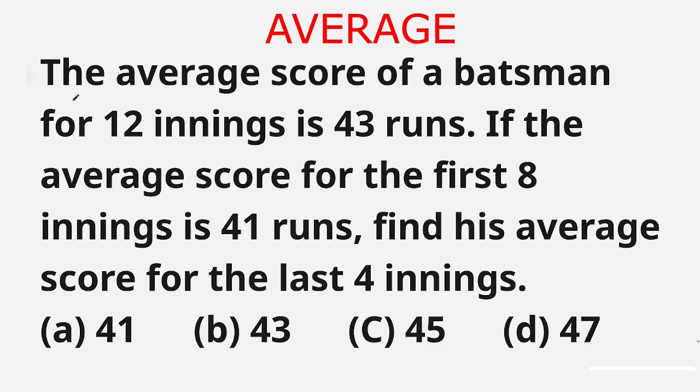Our question is, the average score of a batsman for 12 innings is 43 runs. If the average score for the first 8 innings is 41 runs, find his average score for the last 4 innings. The given options are option A 41, option B 43, option C 45, option D 47.